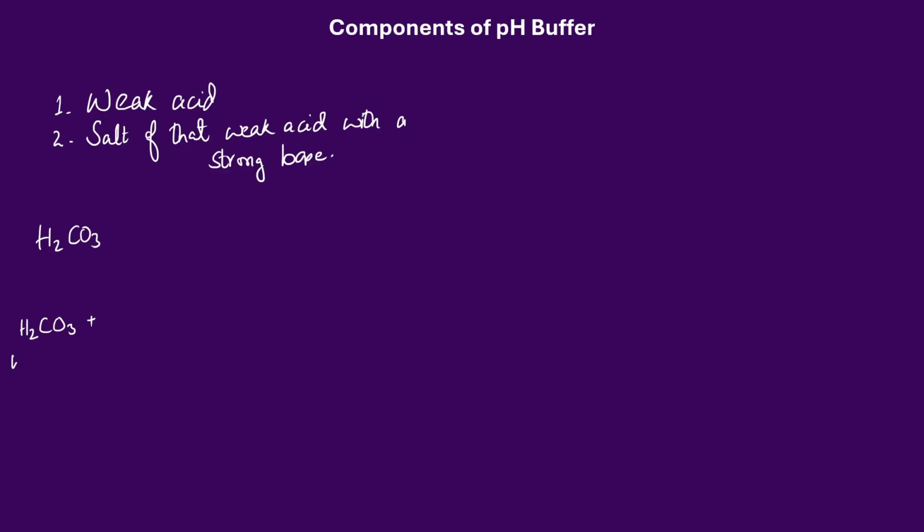So this is a weak acid. If we react it with a strong base, for example NaOH, a classical strong base, then what will happen? This reaction will go completely to completion. So it will form NaHCO3 plus water. Now this is basically the salt.